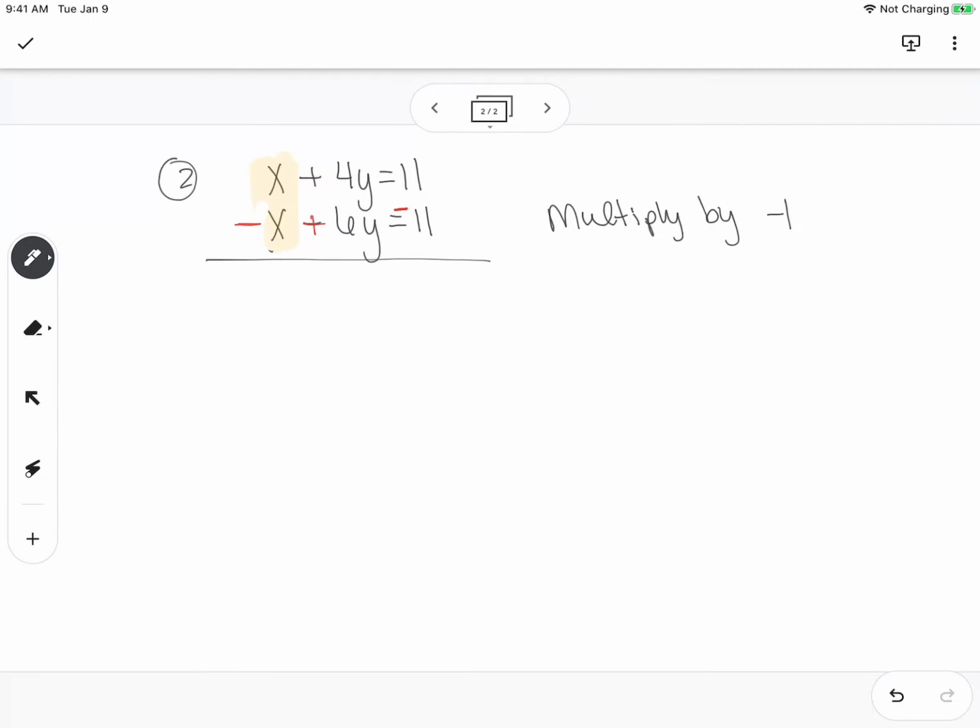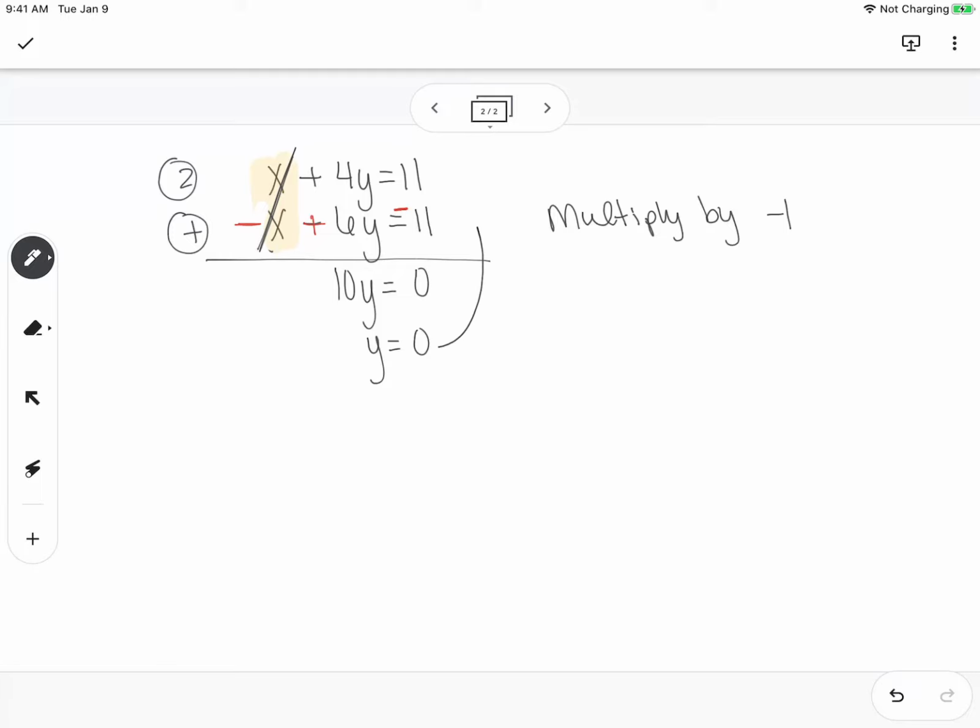So now that I have done that, I can add my two equations together. So you multiply by -1 first, and then you can add because you have opposites. Remember, anytime you have opposites, go ahead and add. All right, so x plus -x cancels. 4y plus 6y is 10y. 11 plus a -11 is 0. Divide by 10 and you get 0.